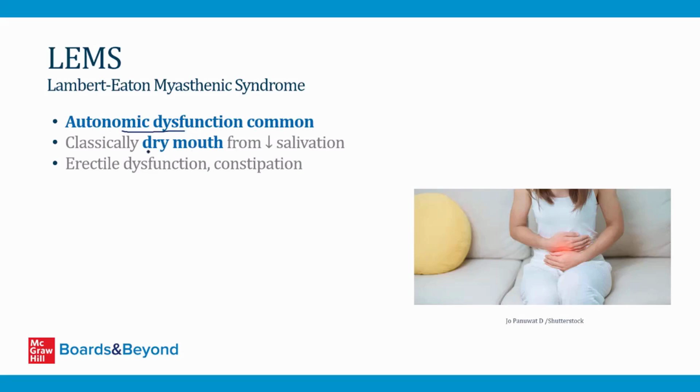The classic complaint is dry mouth from decreased salivation, and that's because parasympathetic neurons cannot depolarize normally and drive the production of saliva. You can also see other evidence of autonomic dysfunction, things like erectile dysfunction in men and things like constipation from decreased GI motility.